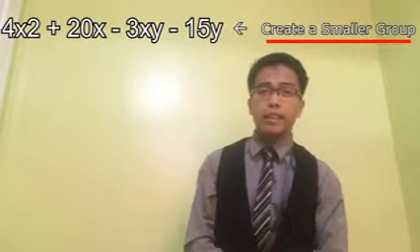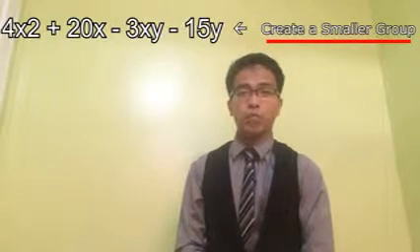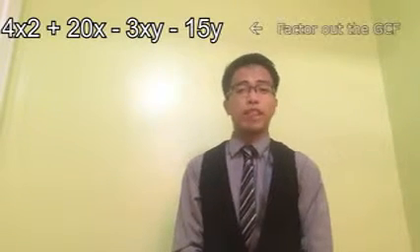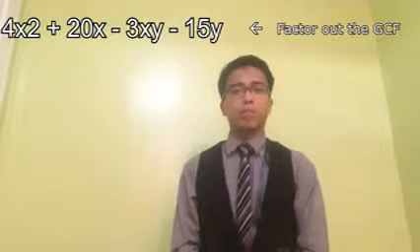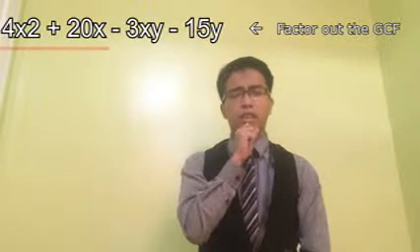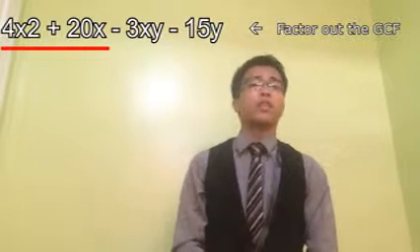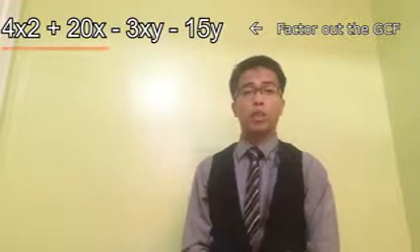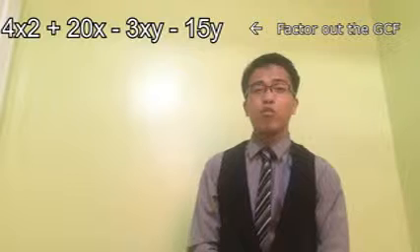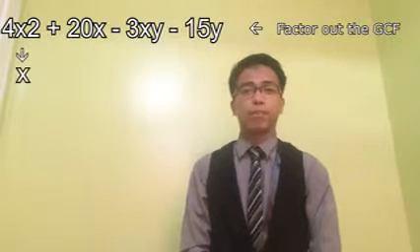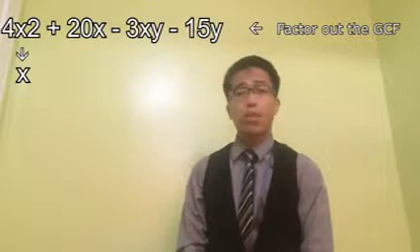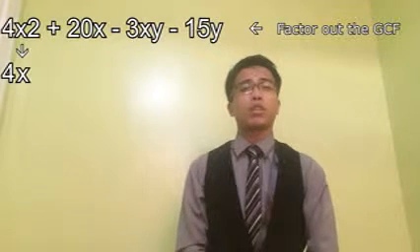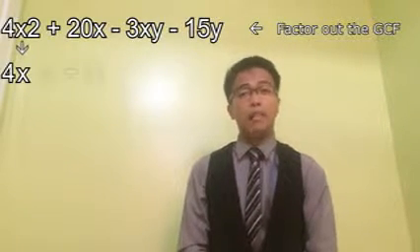Now that we created a smaller group within the expression, let's go to step 2. Factor out the GCF from each of the two groups. Think, what is the GCF of 4x squared and 20x? As I said a while ago, 4x squared and 20x have the same variable, which is x. And if you look closely, 4 and 20 are both divisible by 4. So, we can factor 4x times x plus 5.